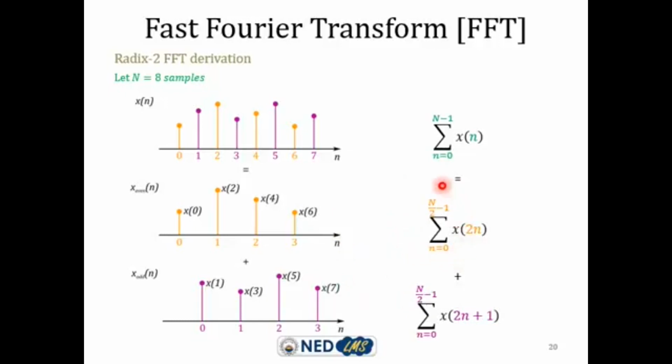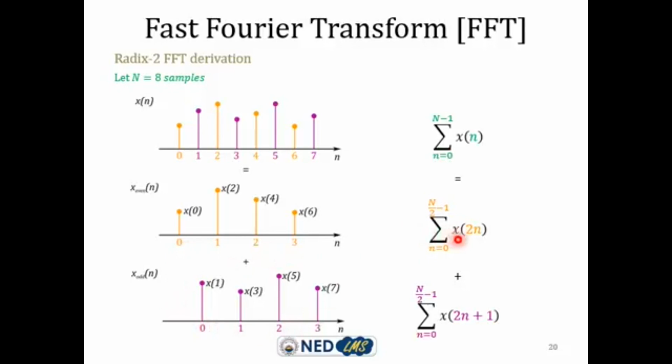Now let's observe the limits of summation. For the original sequence, the limits of summation were from 0 to N minus 1. But after representing the N point sequence as two sequences where each sequence will contain N by 2 samples, the limits of both summations will be from 0 to N by 2 minus 1. So if the value of capital N is equal to 8, then 8 divided by 2 will be 4 and 4 minus 1 will be 3. So the limits of summation in both cases will be from 0 to 3, as you can also see in the diagram.